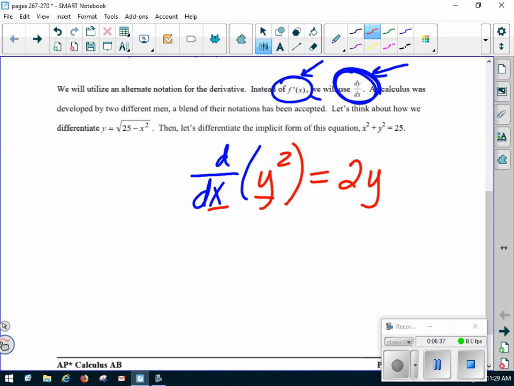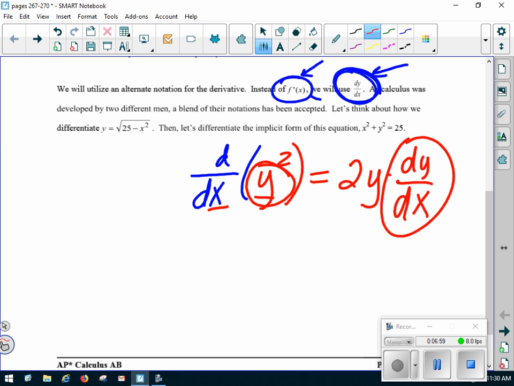But because the variables don't match, I have to take the derivative of y with respect to x. How do I write that down? dy/dx. So the only difference when you do implicit differentiation is if you are not using x, you're going to have to put this little notation in it.